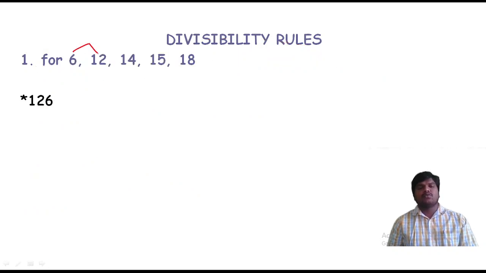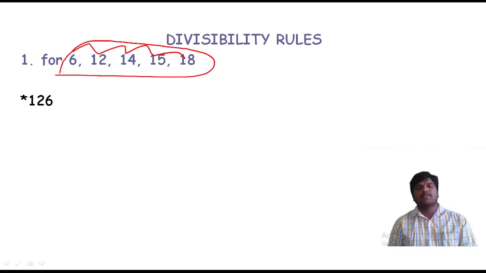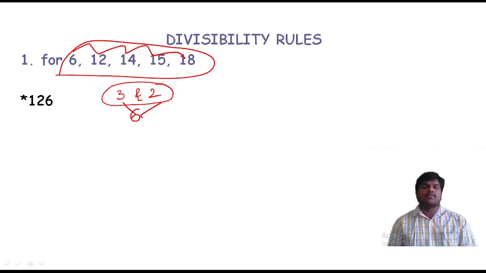And 6, 12, 14, 15 and 18. There are similar rules for these numbers. So let us check 6. If any number is divisible by 3 as well as 2, then the number is also divisible by 6.